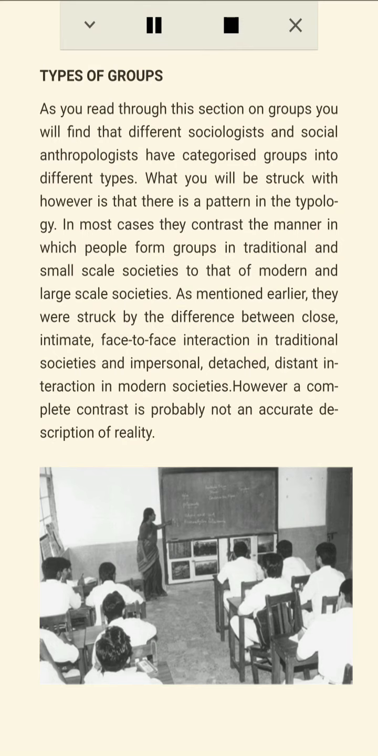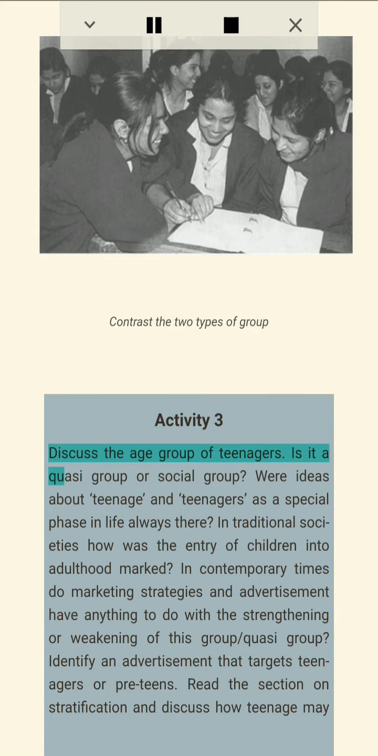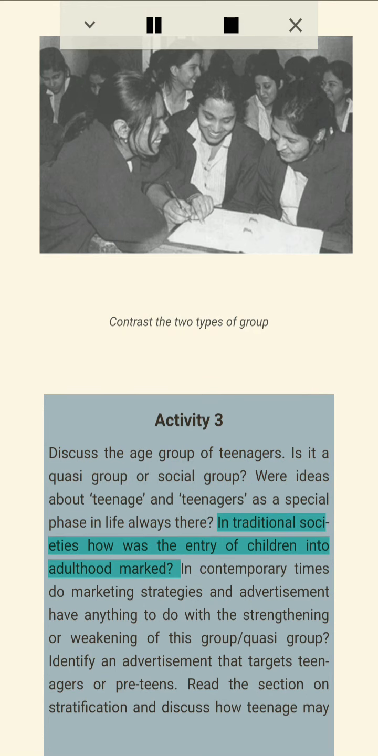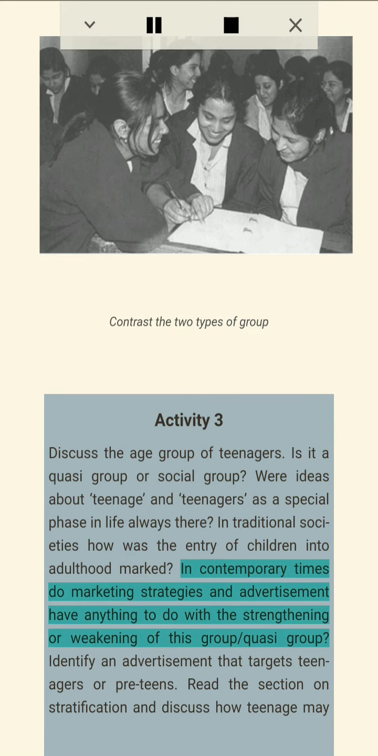Contrast the two types of group. Activity 3. Discuss the age group of teenagers. Is it a quasi-group or social group? Were ideas about teenage and teenagers as a special phase in life always there? In traditional societies, how was the entry of children into adulthood marked?